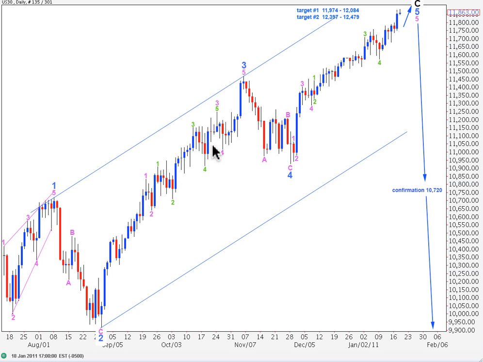Wave 3 blue has no Fibonacci ratio to wave 1 blue, so it's extremely likely that wave 1 and 5 will achieve some sort of relationship of equality, or 5 will achieve some kind of Fibonacci relationship with wave 3.